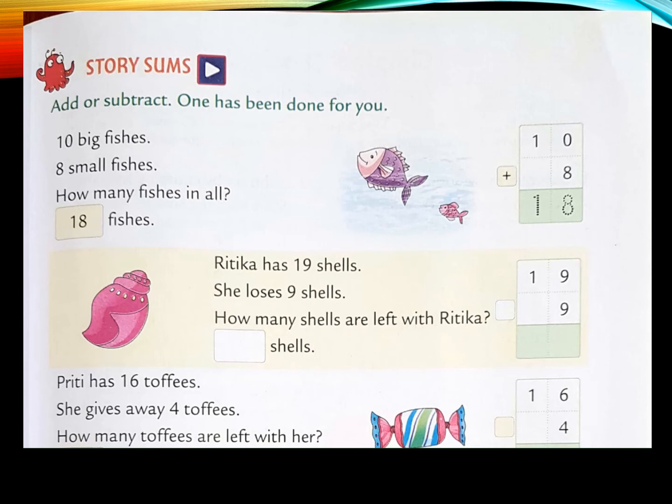Story sums. Add or subtract. One has been done for you. So you will read the sum and decide if you will add or subtract and find the answer. 10 big fishes, 8 small fishes. How many in all? In all means it's a keyword for plus. So you will add. 10 plus 8 is 18.